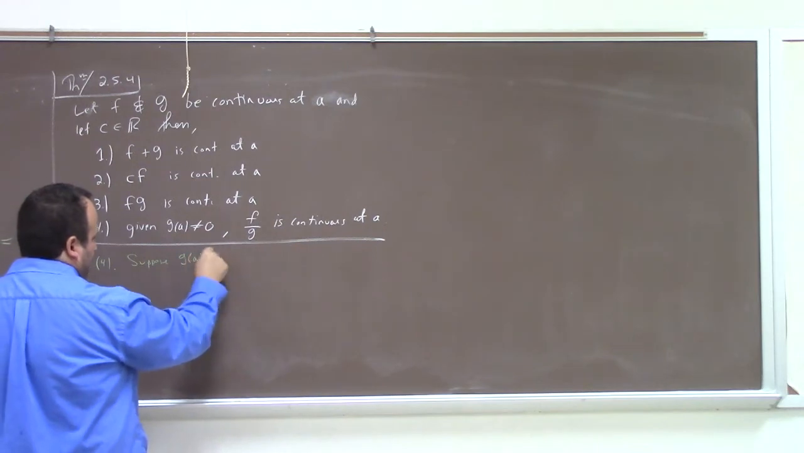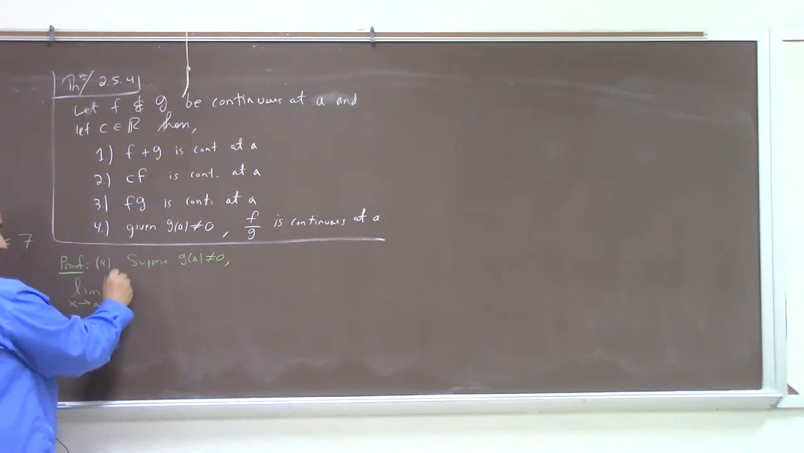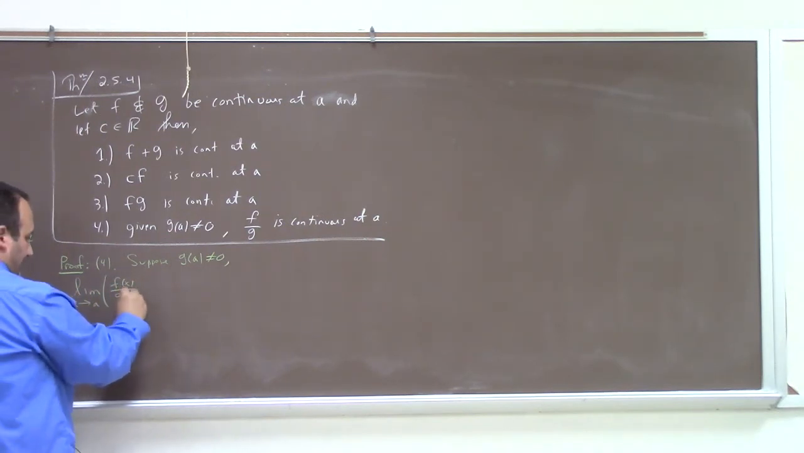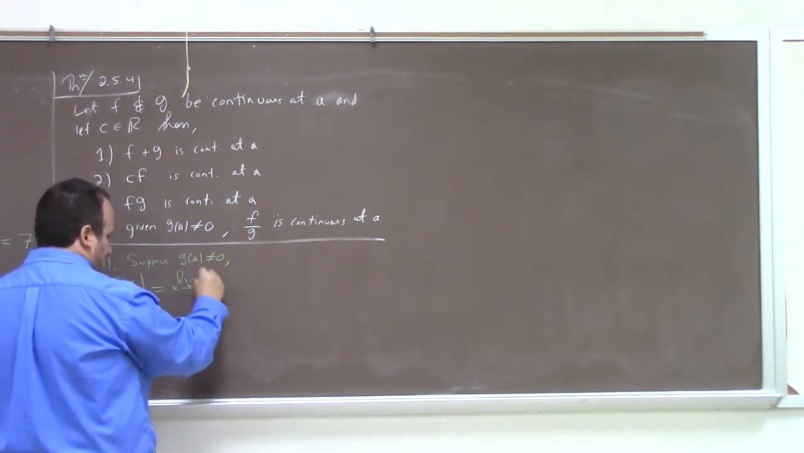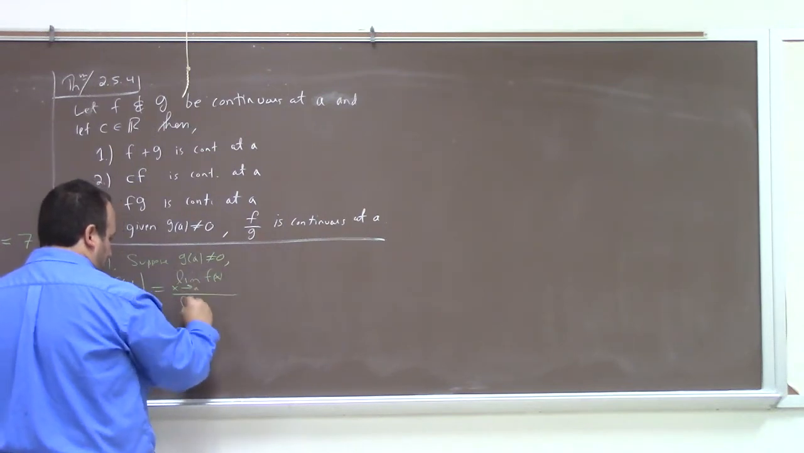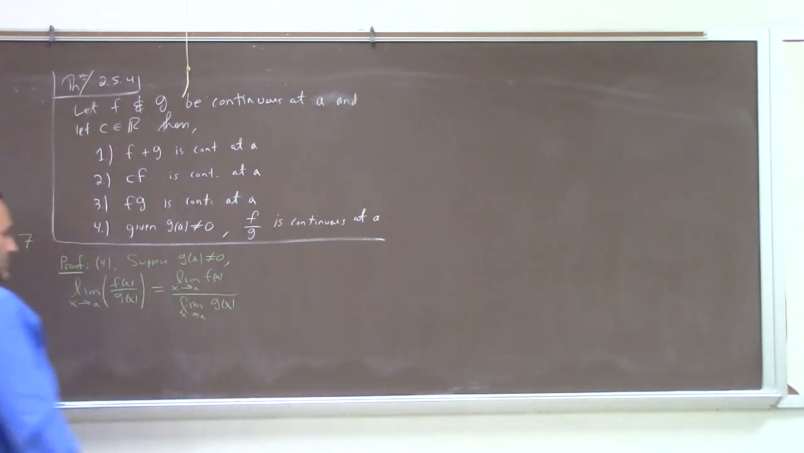Suppose g of a is not equal to 0, right? Consider the limit as x goes to a of f of x over g of x, which is the limit as x goes to a of f of x divided by the limit as x goes to a of g of x. Now, the reason that the limit law for the quotient applies here is because those are both limits which exist. Why?